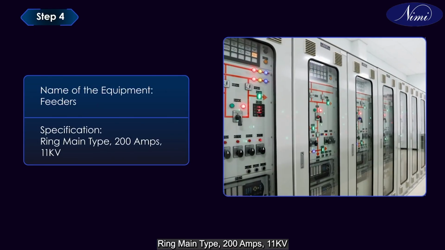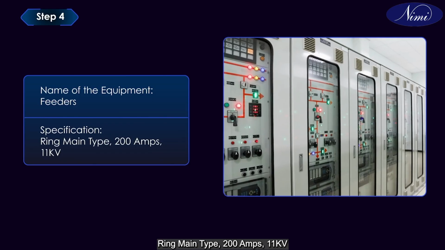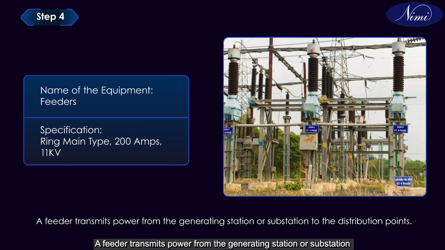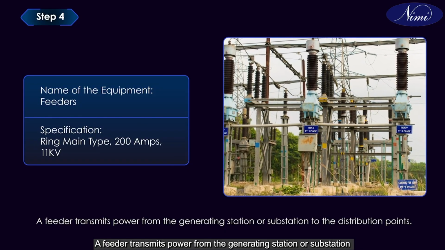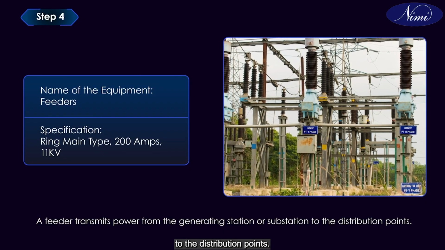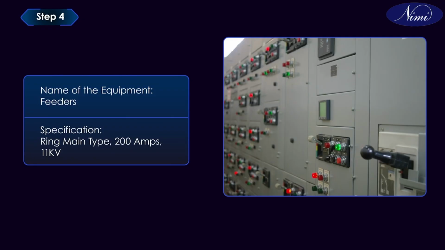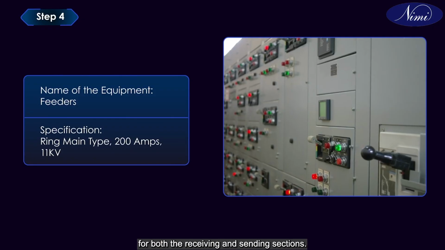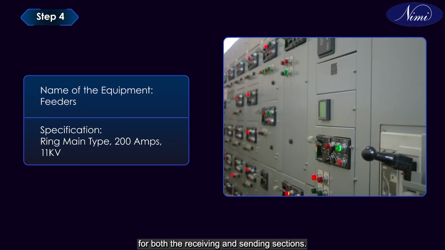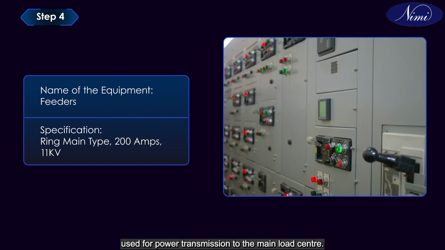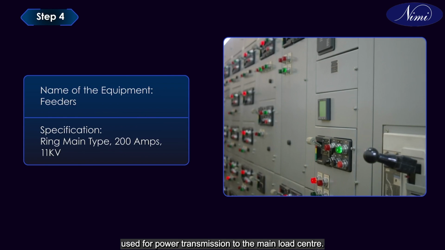Feeders. Ring main type, 200 amperes, 11 kilovolt. A feeder transmits power from the generating station or substation to the distribution points. Since a feeder does not have intermediate tapping, the current flow is usually the same for both the receiving and sending sections. A feeder is a conducting device used for transmission to the main load center.